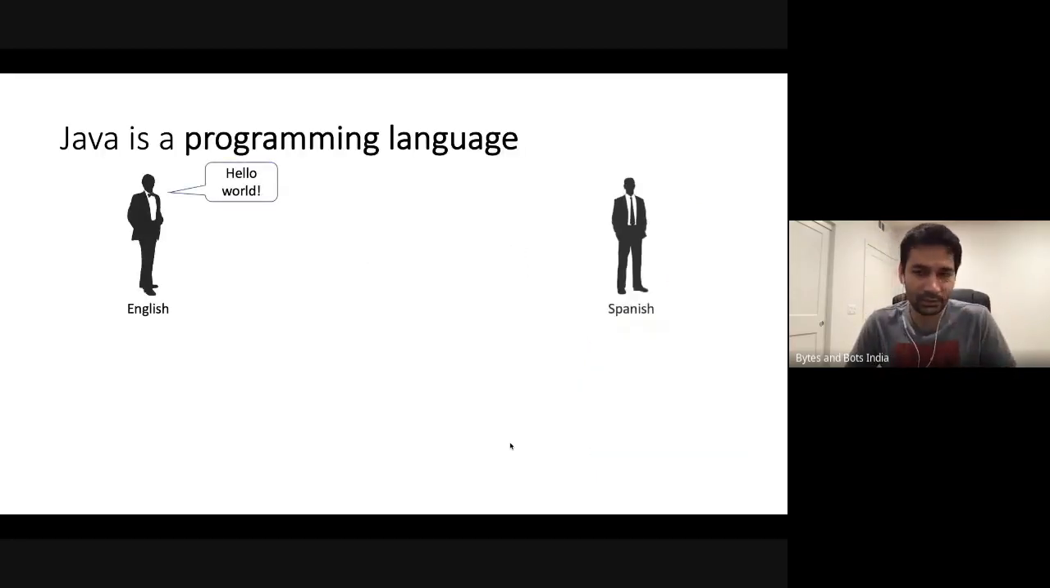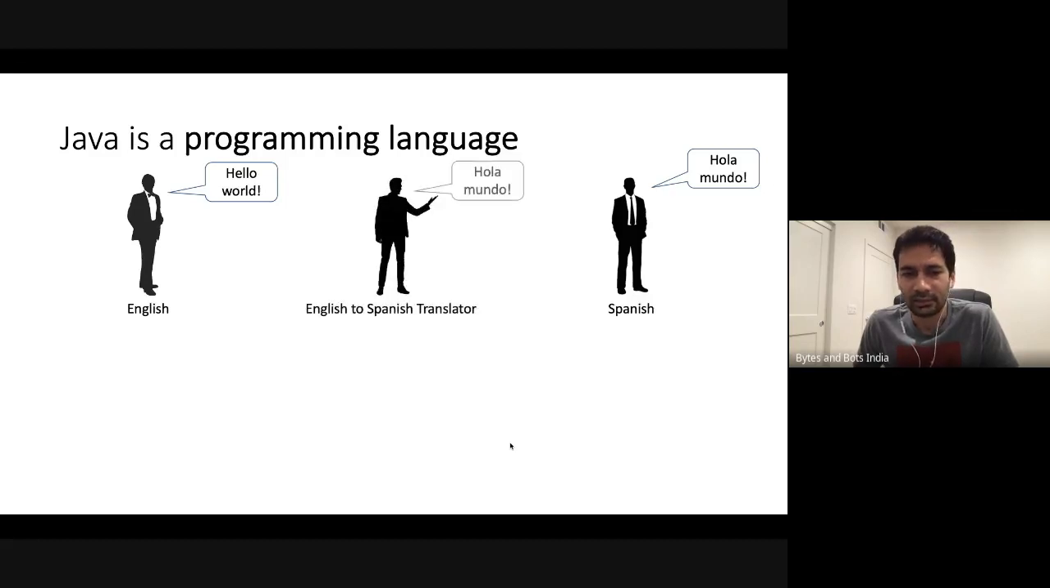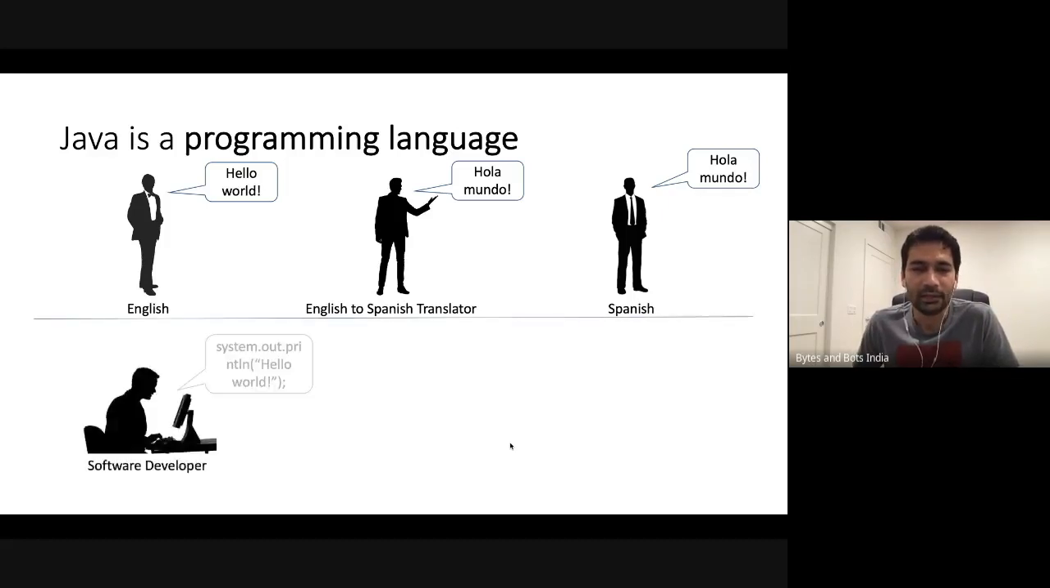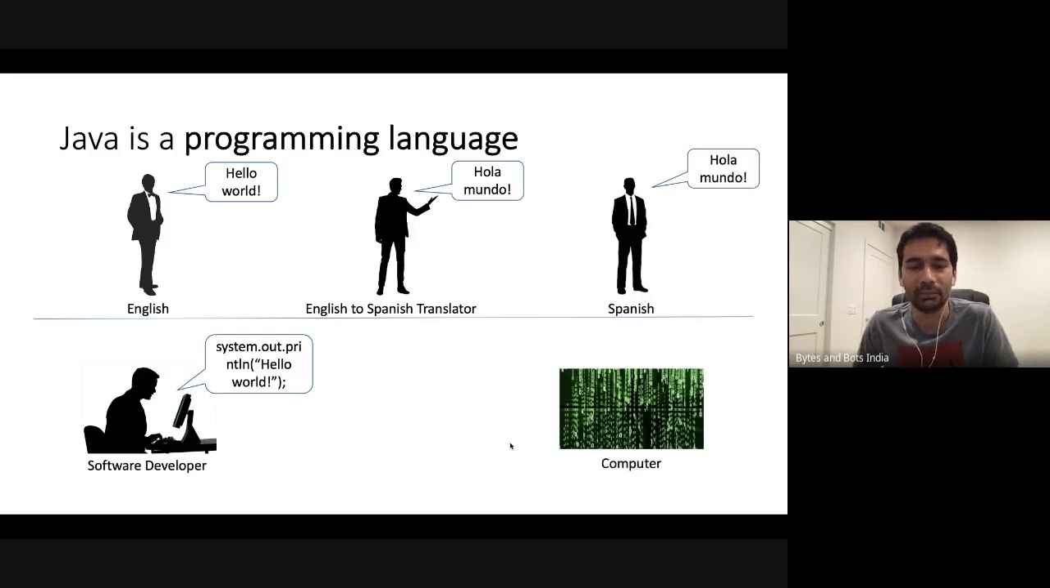So in a very simplistic example, there's one English-speaking individual. He can speak only English. There's another person who can speak only Spanish, and they want to talk to each other, but they cannot, because they don't understand each other. So what they need is a translator, someone who can translate English to Spanish and vice versa. Java is a programming language, as we have been talking about, and it is similar to the example that we just looked at.